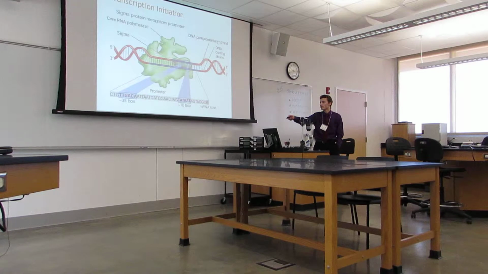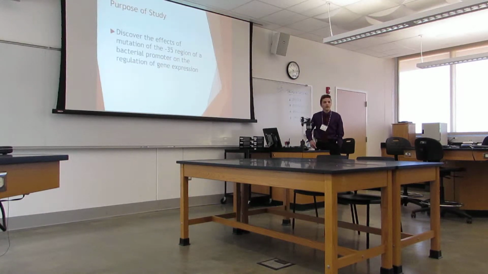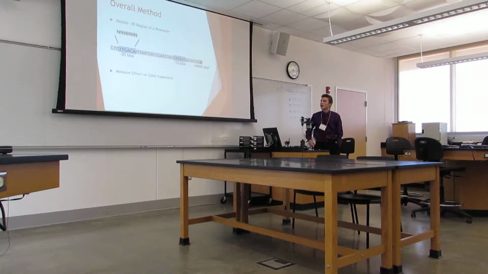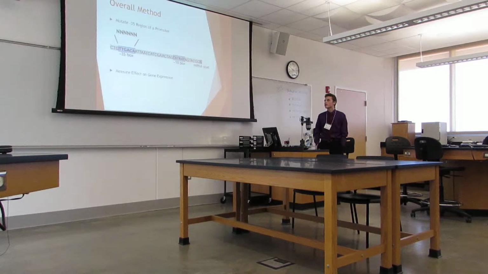My research mainly deals with the -35 region because it has been shown to have a big effect on the rate of transcription. The purpose of my study was to discover the effects of mutation of the -35 region of a bacterial promoter on the regulation of gene expression. I went about discovering this by mutating the -35 region of the PTAC promoter. I replaced the standard TTG-ACA -35 region with 6 Ns, which produced 4,096 random variants of the -35 region. I measured the effect that this change had on the expression of genes.